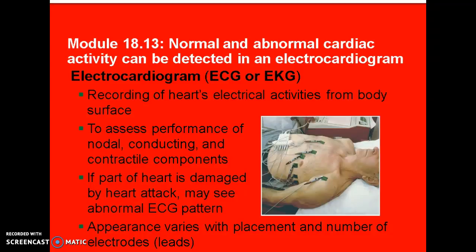Normal and abnormal cardiac activity can be detected in an electrocardiogram. It is an ECG or EKG because cardio in German is spelled with a K, and it's a recording of the heart's electrical activities from the body surface. So it will assess performance of the conducting system and the contractile components, and you may see an abnormal ECG after a heart attack. And there are many different kinds of ECGs. Some have 12 leads, some have fewer.